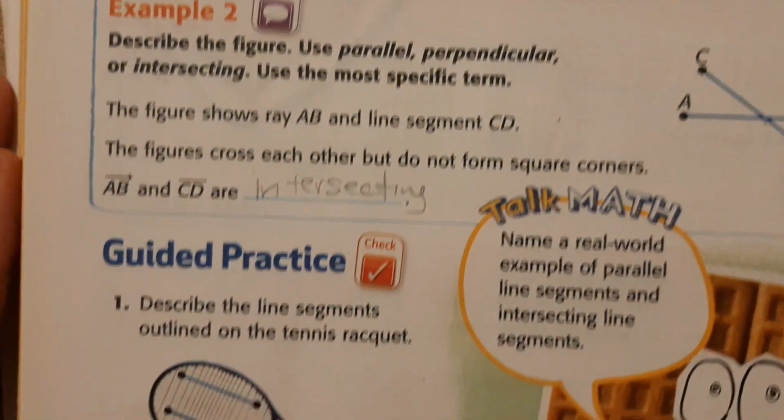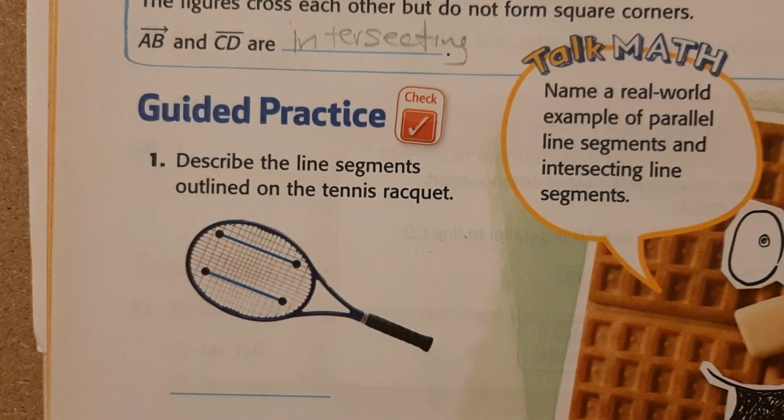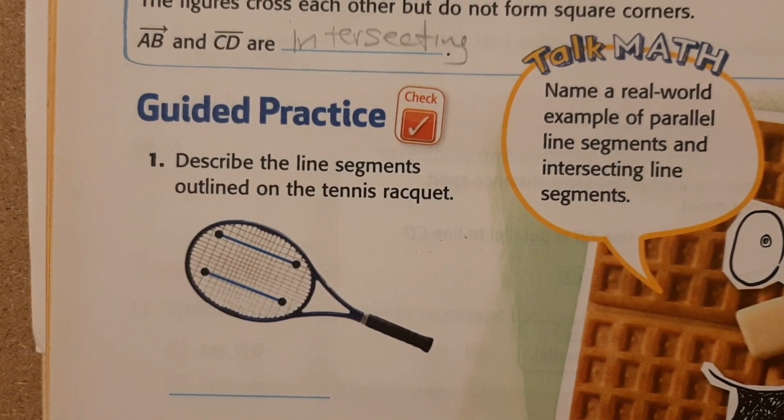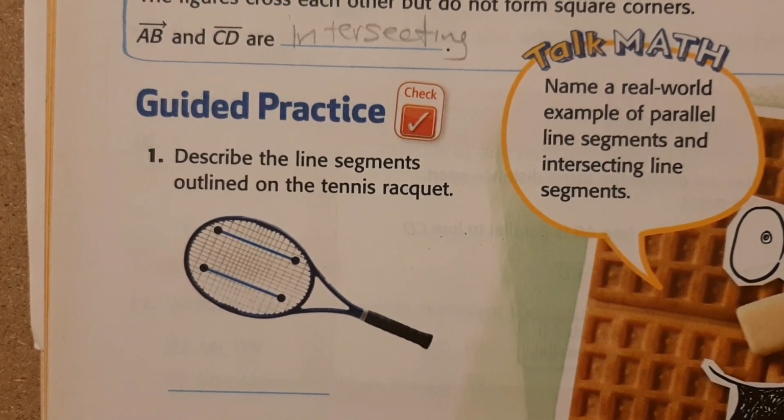But take a look here. It says, describe the line segments outlined on the tennis racket. Now, there are no letters here. You just have to write what they are. Are they parallel, intersecting, or perpendicular? Write the word here.